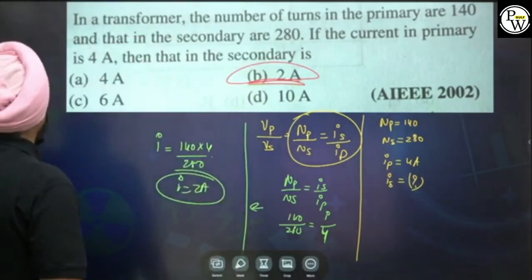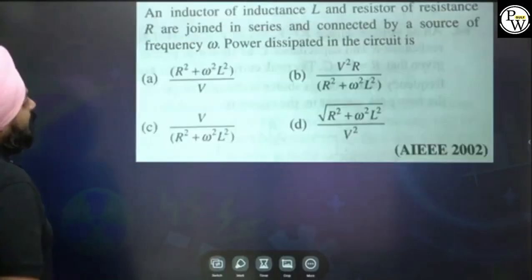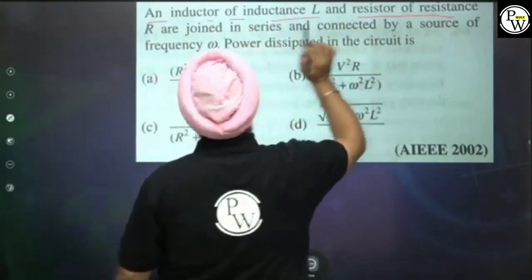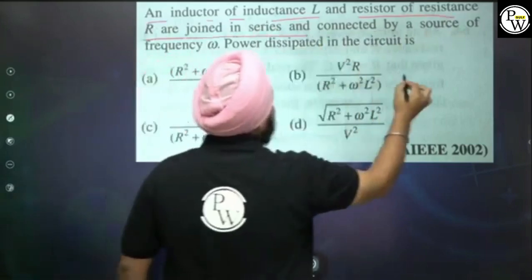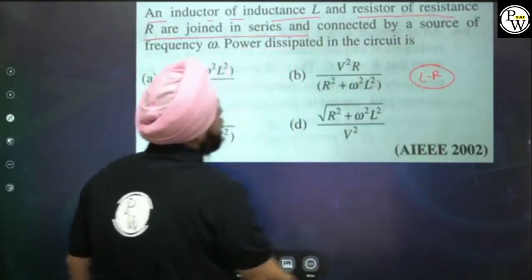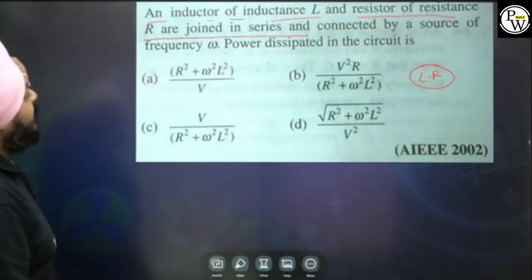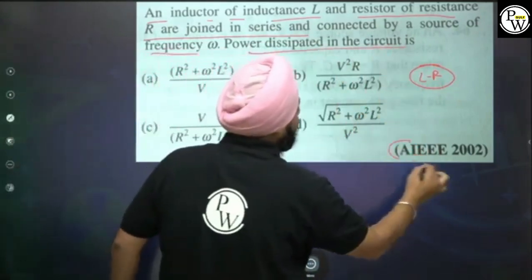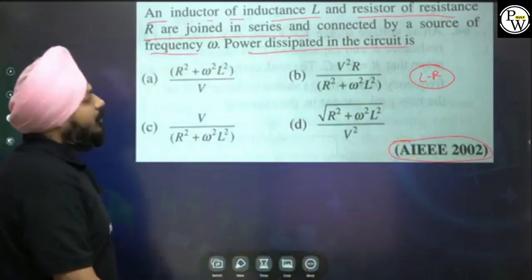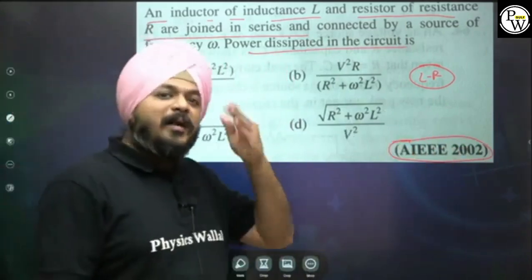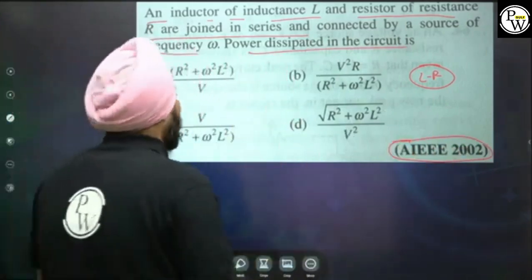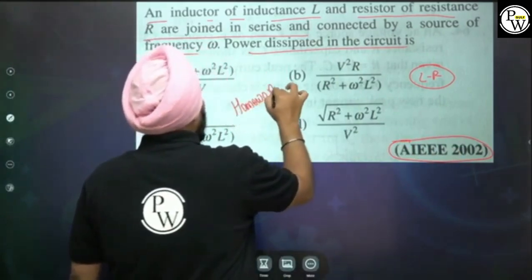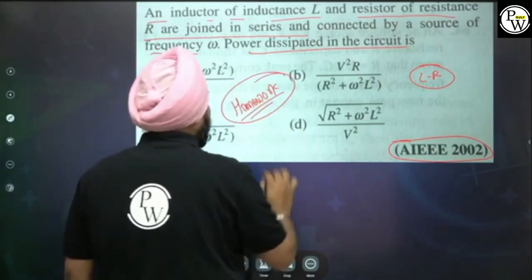Right, so this is what the transformer is all about. Now, an inductor of inductance L and a resistor of resistance R are joined in series. They are talking about the LR circuit in series connected to a source of frequency omega. The power dissipated in the circuit is what? So I think this will be the homework from my side. Today, I have given two homework questions.